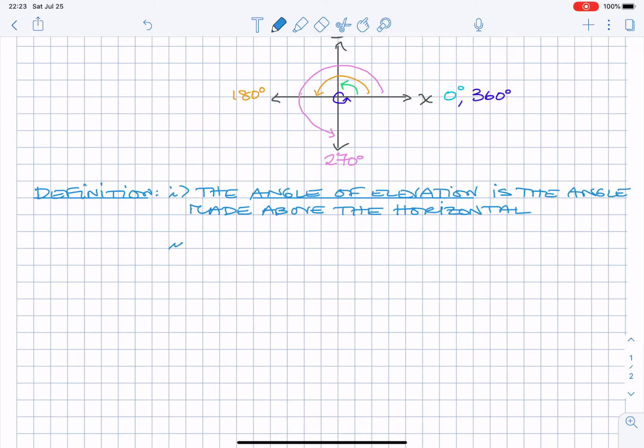Whereas the angle of depression, that's our second definition. Angle of depression is defined analogously, meaning it will be the angle beneath. So the angle made beneath the horizontal.